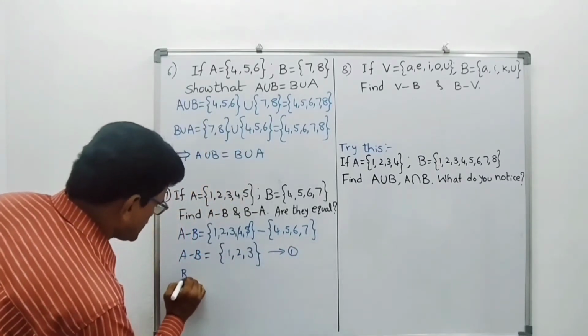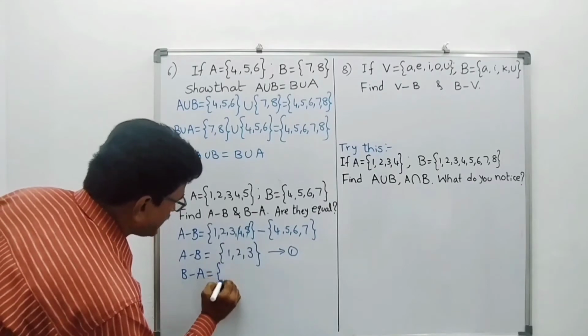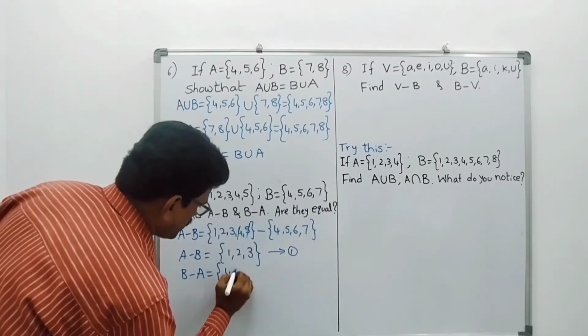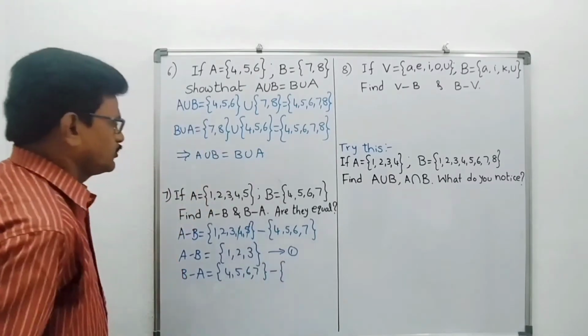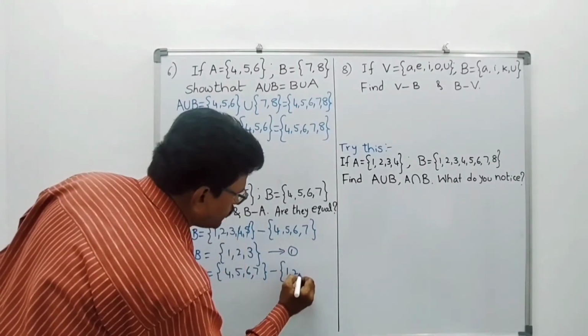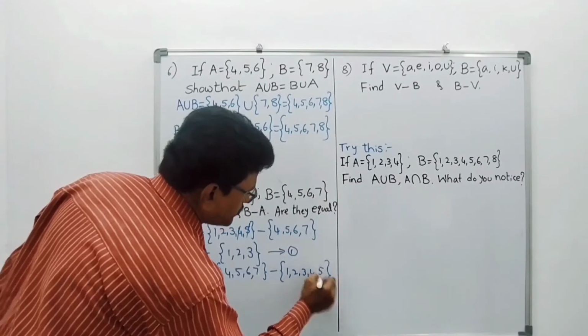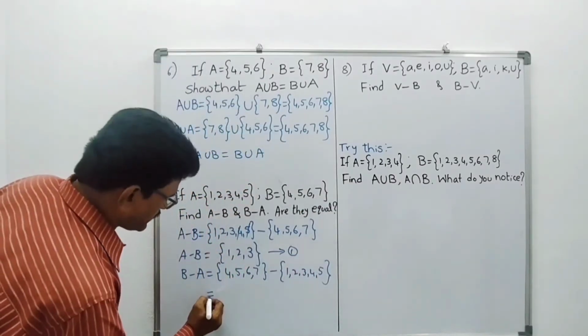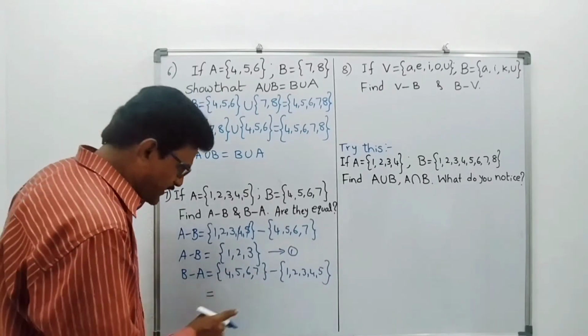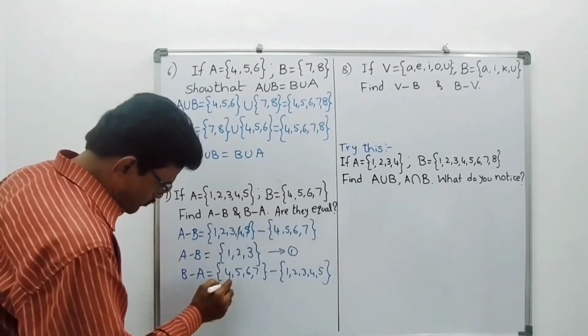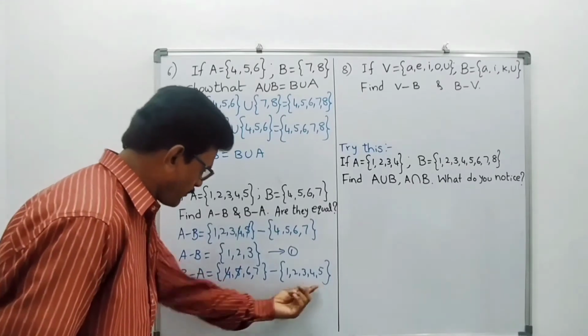Now what is B minus A? First write down the elements of B: 4, 5, 6, 7, minus. What are the elements of A? 1, 2, 3, 4, 5. Now same thing. Read the elements here: 1, 2, 3, 4, 5. Here, if elements are there, cut that one. Yes, only 4, 5 elements are there. So combination part.